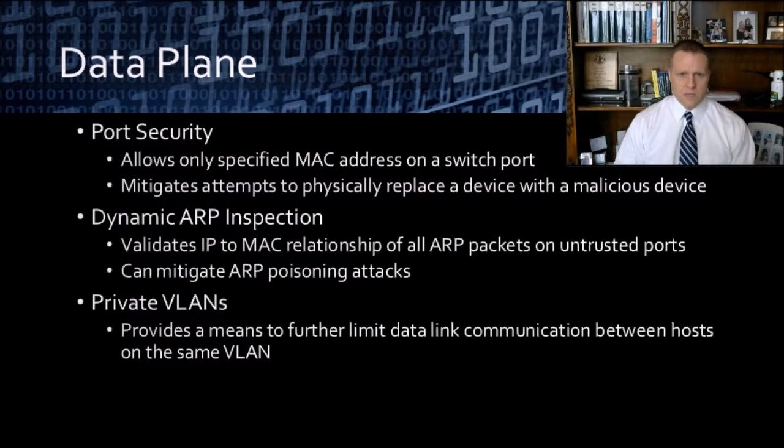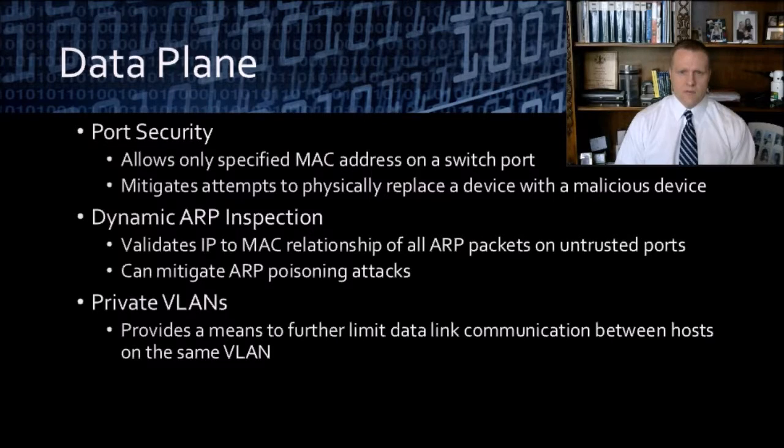Next in the data plane, we're going to cover some features that one may want to enable if available, starting with some form of port security. Port security can allow specified MAC addresses on a particular switch port, or could even require some type of authentication in order to gain data link layer access to the port. It can help mitigate attempts to physically replace an authorized device with a malicious unauthorized device.